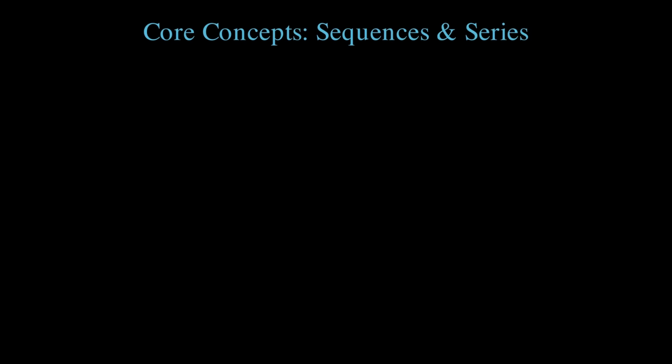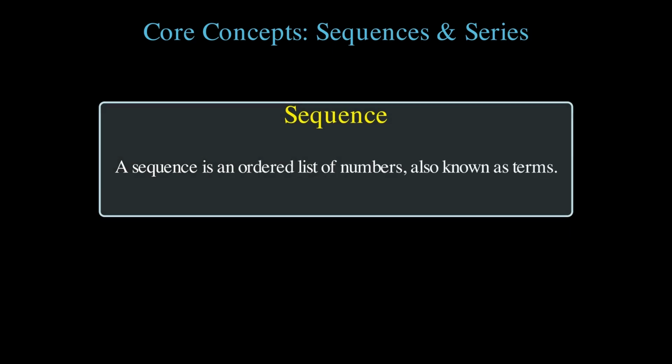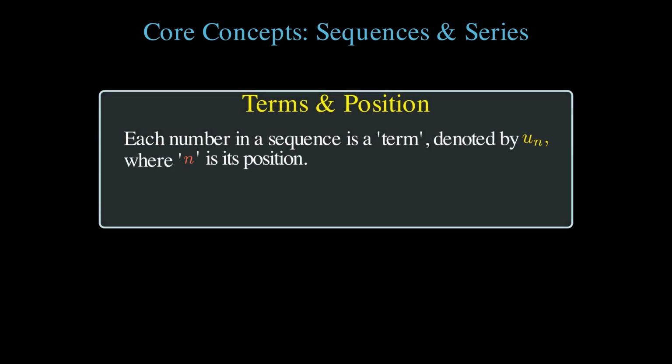Alright, let's establish our core concepts, starting with what exactly is a sequence. Now, simply put, a sequence is an ordered list of numbers, and we call each number in that list a term. For example, 2, 4, 6, 8, and so on is a sequence. We denote each term by un, where n represents the position in the sequence. So u1 is the first term, u2 is the second term, and so on. In our example, u1 is 2, u2 is 4, and u3 is 6.